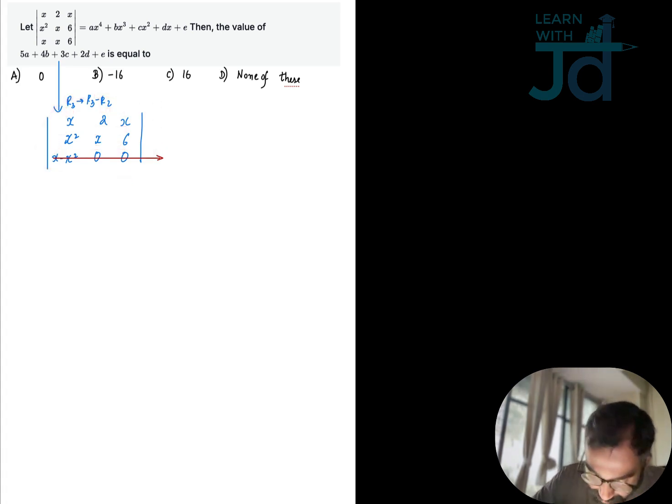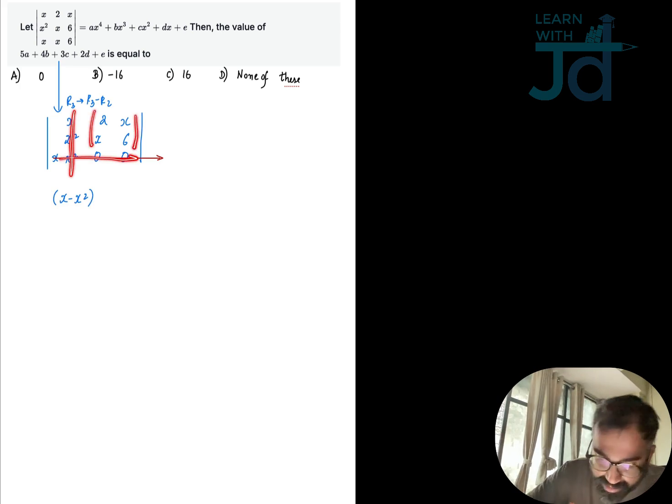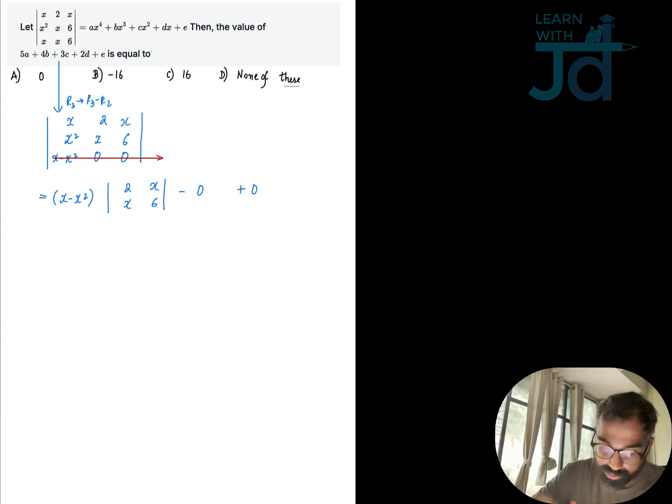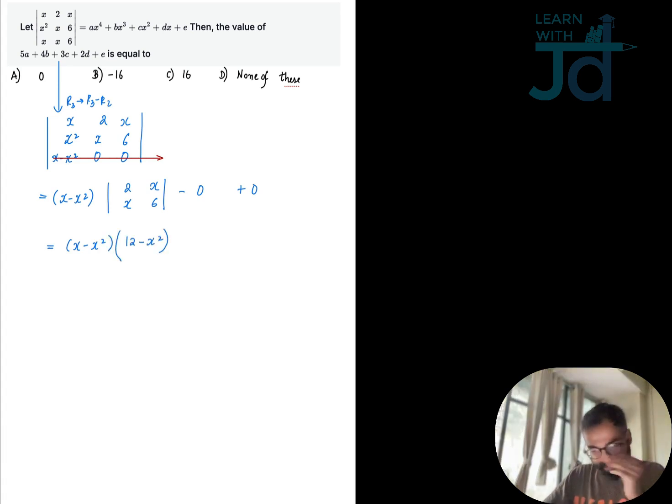Okay, so let's open this. So the element is x minus x square, it's positive, and if I delete this row and column, you get a determinant like this, right? So it will be 2x, x, 6 ऐसे आएगा, बाकी सब 0 आएगा. माइनस 0 प्लस 0, क्योंकि इसका element negative है इसलिए मैंने minus 0 लिखा. और x minus x square into 12 minus x ऐसे आएगा. Correct. Because I opened the determinant like this, by Sarrus' rule.